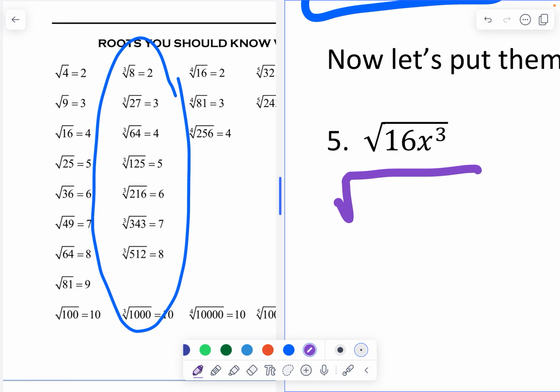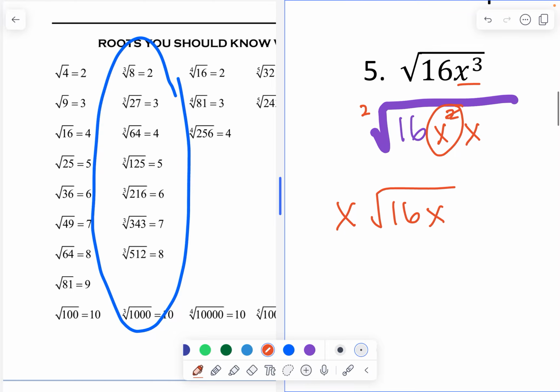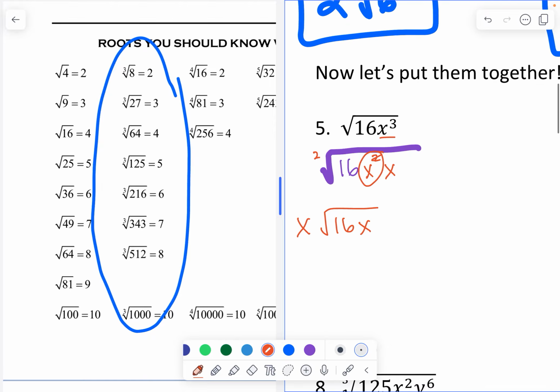I typically like leaving the number there and worrying about that later. So I'm just going to do the variables. So x to the third. So this is an invisible 2. So I'm going to go x squared and then x, because that's 3. Because it was x to the third. And then again, I'm just ignoring the 16 right now, but I can take out an x, and then that leaves me with the square root of 16 and x. So that's the variables.